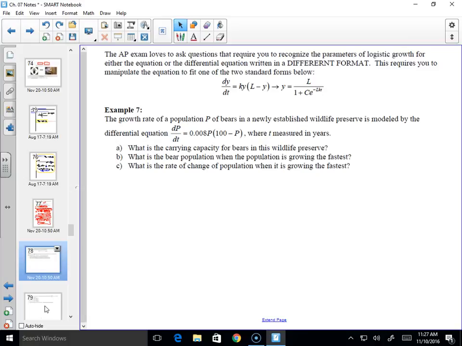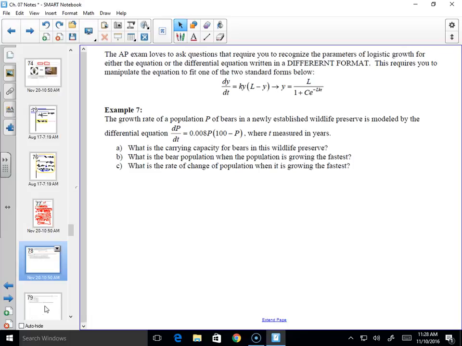Example number 7. Uh-oh, now we're dealing with the rate, not the general equation. The AP exam loves to ask questions that require you to recognize the parameters of logistic growth of either the equation or the differential equation written in a different format. This requires you to manipulate the equation to fit one of the two standard forms below. We already talked about the one on the right and the one on the left. Let's do an equation with the rate.